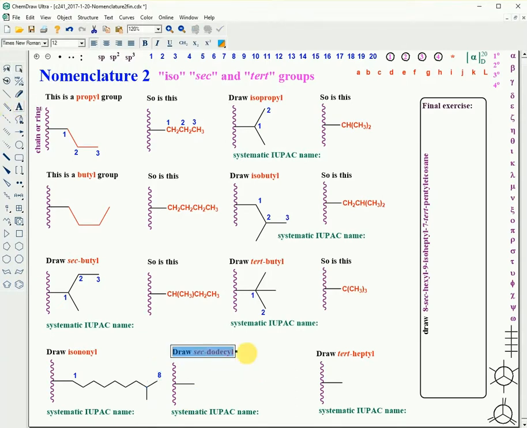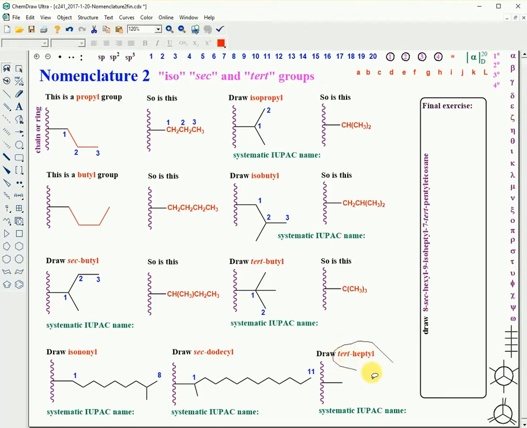Sec dodecyl. I need to draw one less than dodecyl, which is undecyl. I'll do my best. Oh, just made it. I want the branched carbon on the first carbon, the one that's attached to the chain, going from 1 to 11, with the 12th carbon being the branched carbon that's immediately off the carbon attached to the chain.